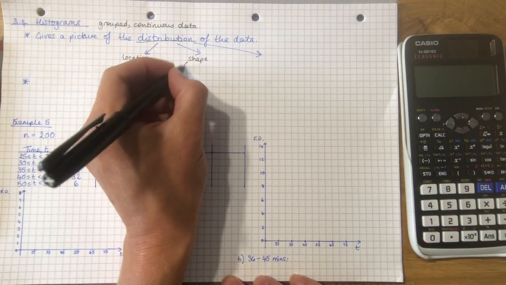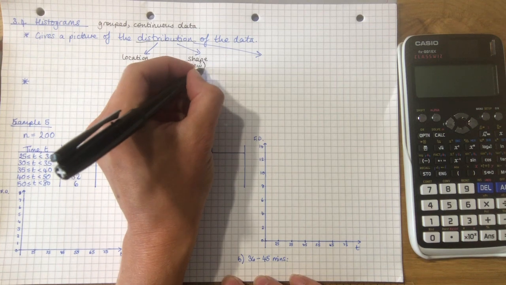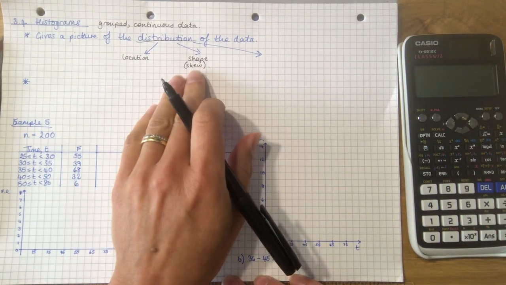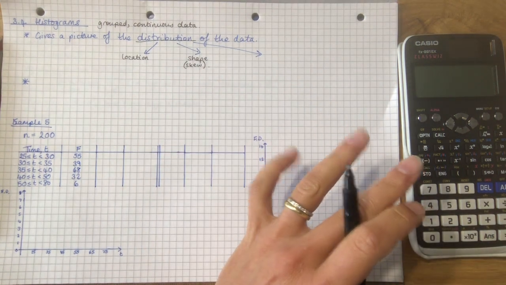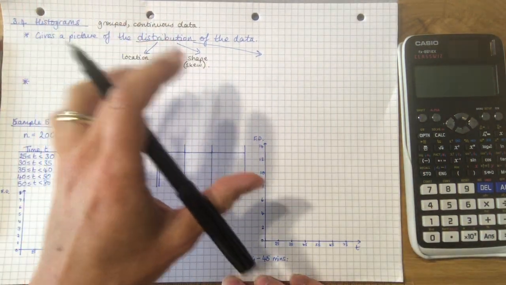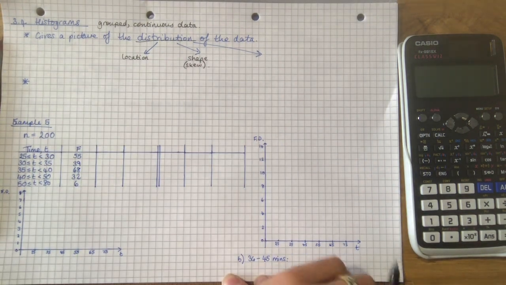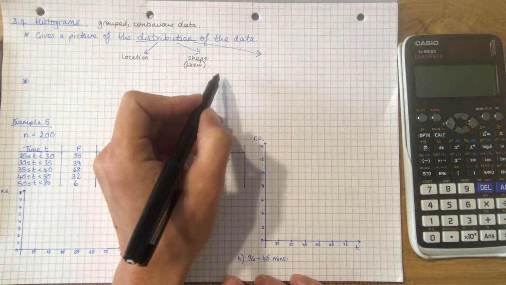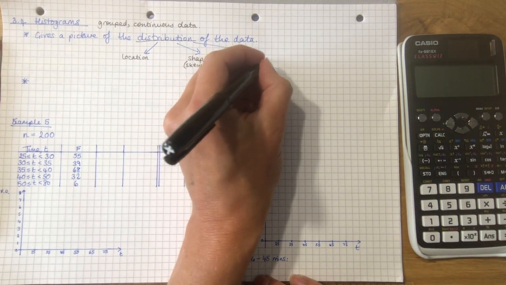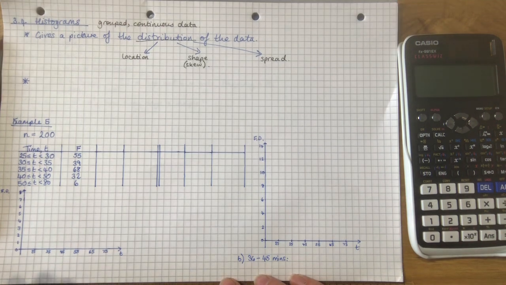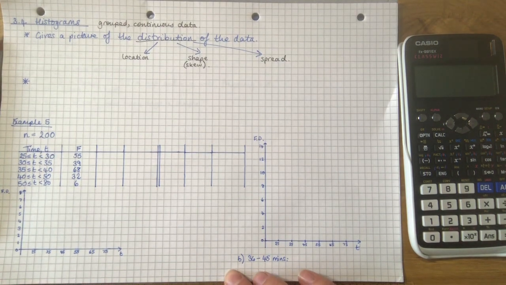With shape, we talk about an idea called skew, which you don't need to know about in detail for this course. Skew means: is there more of the data at the upper end, or more at the lower end, or is it fairly symmetrical with more in the middle and less to either side? And finally, it helps us see how spread out the data is, which is linked to the shape of the data as well. So histograms are exceptionally useful graphs.